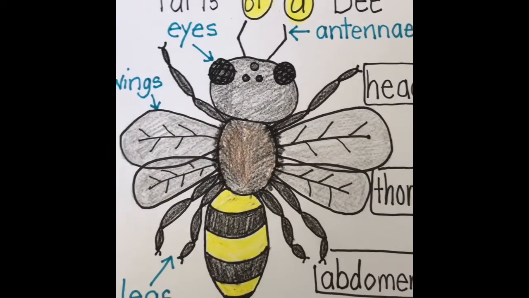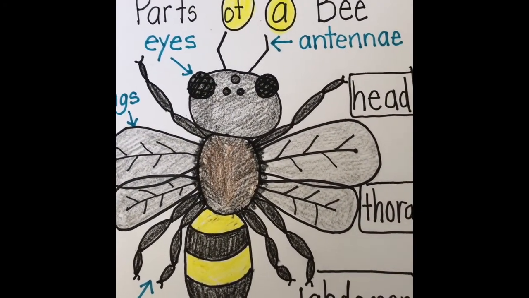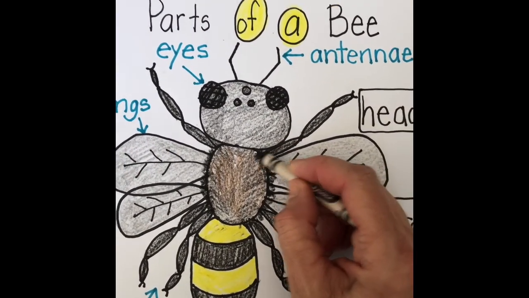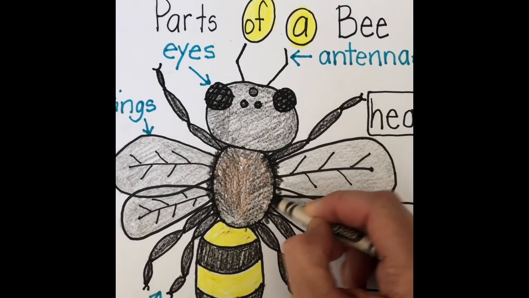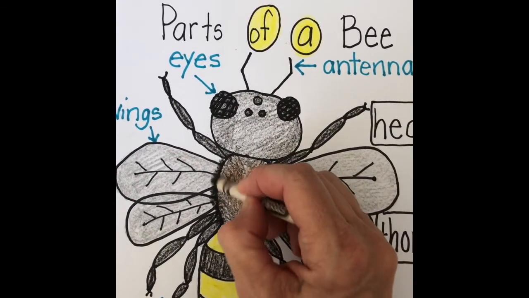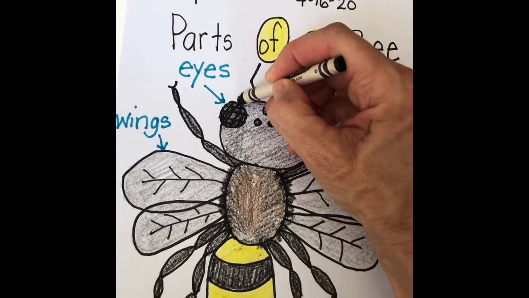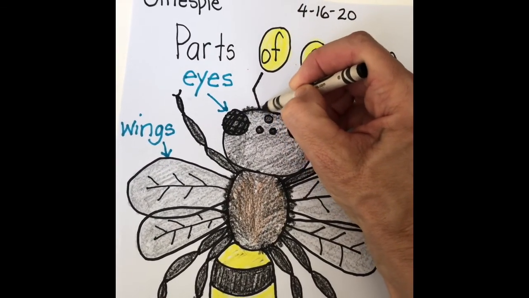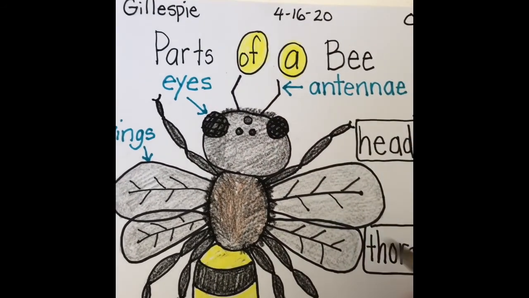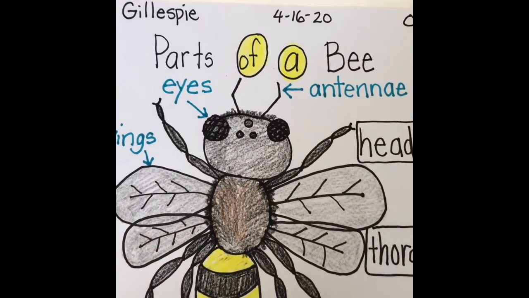Here is my bee, parts of the bee colored in. We know that many bees are very fuzzy, so I tried to make little lines on the outside of my thorax to make it look kind of fuzzy. You can also add some up here, the top of the bee's head, just little ones, and it can help make the bee look fuzzy like that.